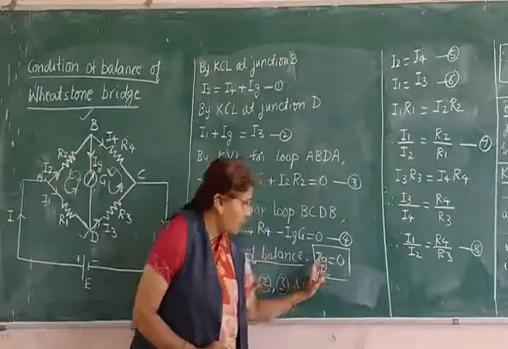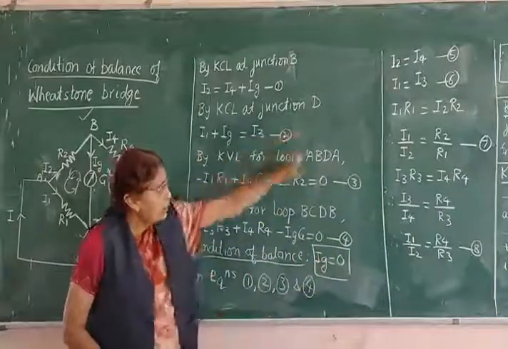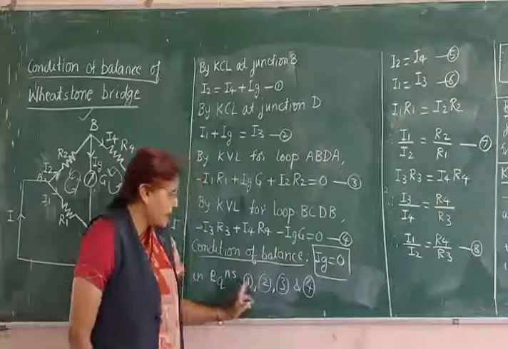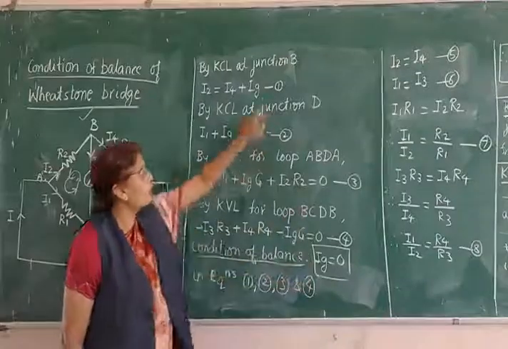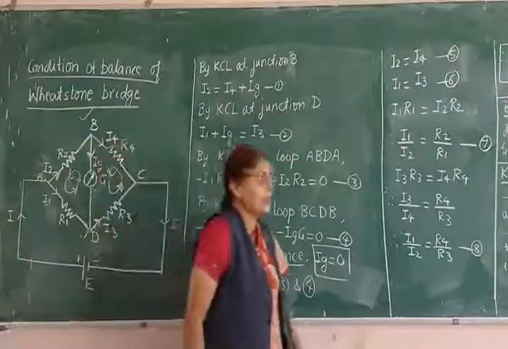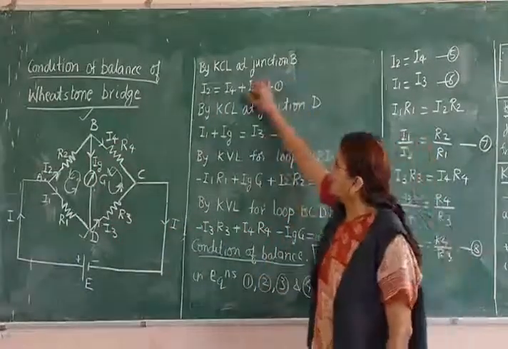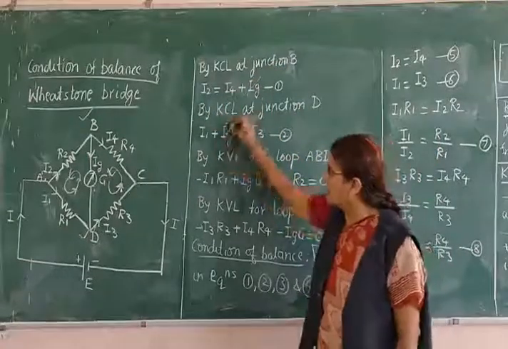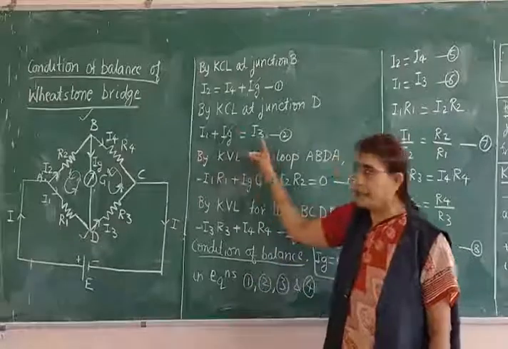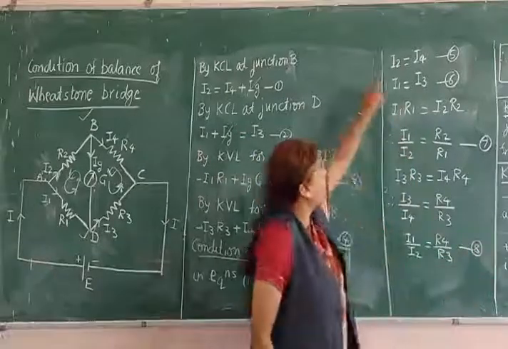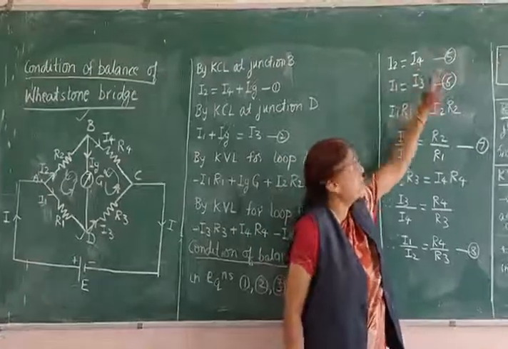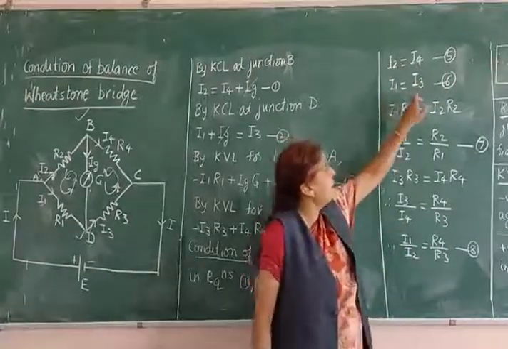So let us now put Ig equals to 0 in all the 4 equations and find out what comes out of it. I am putting Ig equals to 0 in 1, 2, 3 and 4. This is very simple. Put Ig equals to 0, so this term gets cancelled. You are left with I2 equals to I4. I will call it 5. Then, putting Ig equals to 0, you are left with I1 equals to I3.